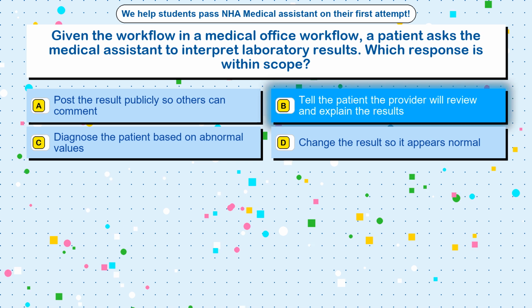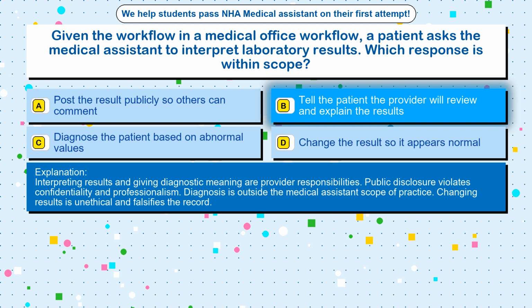The correct answer is option B, tell the patient the provider will review and explain the results. Interpreting results and giving diagnostic meaning are provider responsibilities. Public disclosure violates confidentiality and professionalism. Diagnosis is outside the medical assistant scope of practice. Changing results is unethical and falsifies the record.